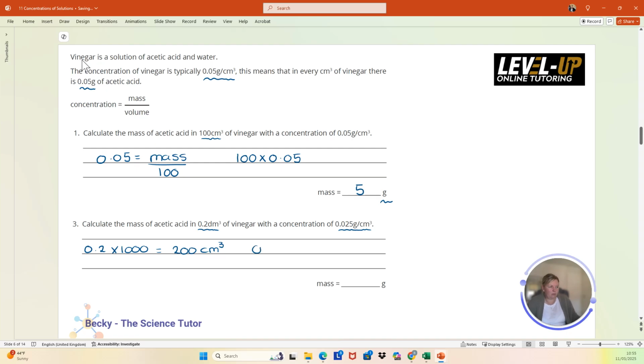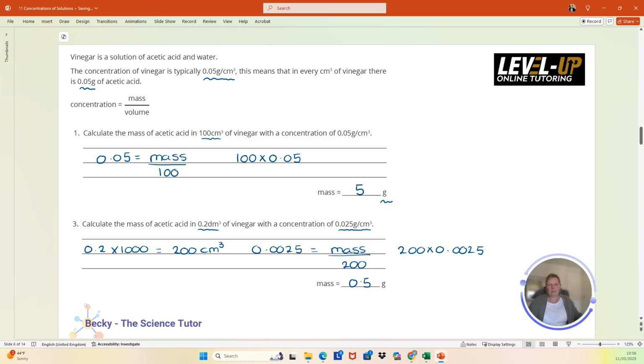So my concentration is 0.025. That equals the mass that we want to find over the volume, which is our 200, and therefore when we rearrange that, multiply both sides by 200, 0.025. I'm going to tap that one into my calculator, my mental maths is not fast enough for that one, and so that gives me 0.5 grams.